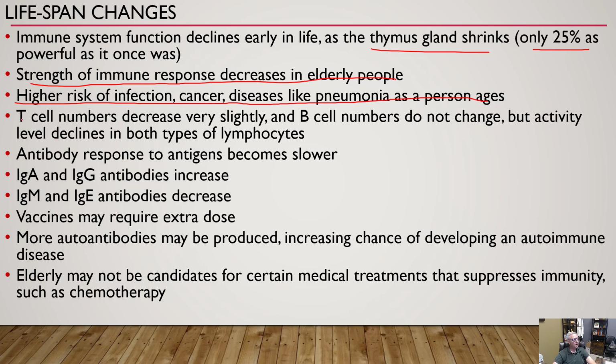So your T cell numbers decrease, your activity levels decline. Remember, your B cell numbers don't necessarily change, but your helper T cells are responsible for your B cell numbers as well. So your antibody response becomes a little bit slower. IgA and IgG increase, but your IgM and your IgE decrease. You might need an extra dose of vaccines. You might have more autoantibodies being produced. Therefore, you might develop autoimmune disorders.